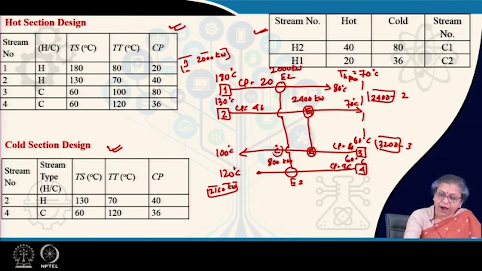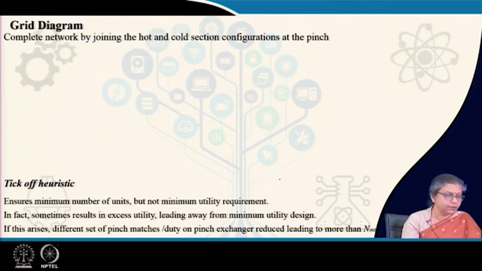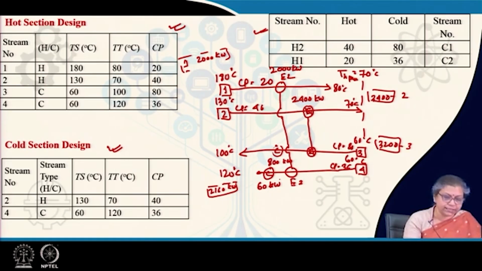So, after this I find that 160 kilowatt of heat has to be removed. There are no hot exchanges from which heat can be exchanged. So, what I do? I place another cooler which is going to remove 160 kilowatts of heat here. Hot section design, it is ready in this particular case. So, now I do the cold section design. Cold section design, it is pretty simple.